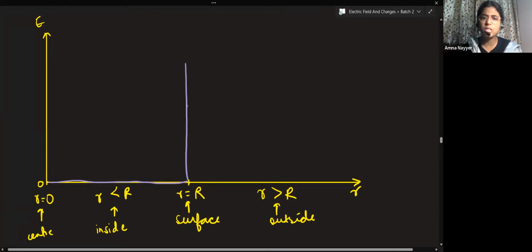This is showing that electric field is independent of R. So this point is what? This is sigma by epsilon naught. So electric field is actually not depending on R over here.